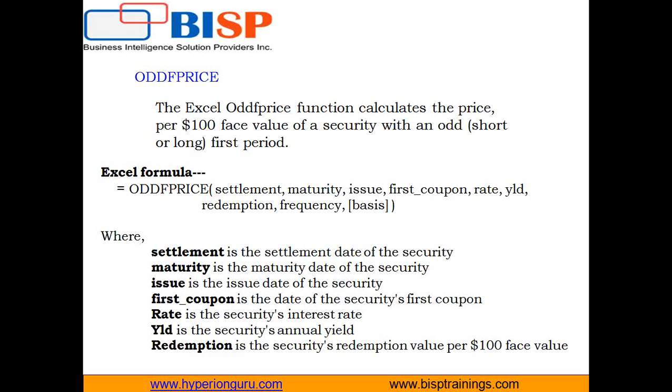Then we have the first coupon date, which is the first day that interest is paid to you, the bondholder. And then we have the coupon rate, which is the amount of money paid based on your investment. Then the yield, which is the amount that your investment appreciates over a year. Then we have the redemption value, which is the amount of money you get for the security for $100 of face value.